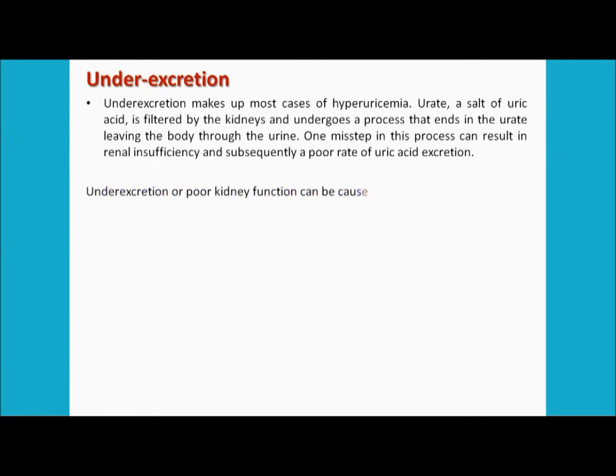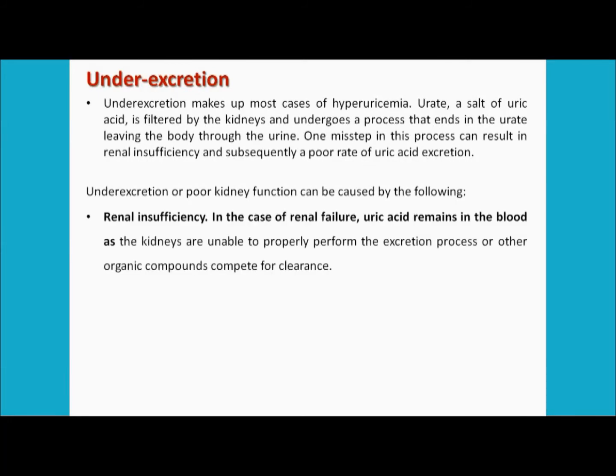So under-excretion, or poor kidney function, can be caused by the following reasons. In which conditions does under-excretion of uric acid take place? First of all, renal insufficiency, which means the kidney is not working properly. In the case of renal failure, uric acid remains in the blood, as the kidneys are unable to clear off the uric acid, and that leads to a high amount of uric acid in the blood. First condition: renal insufficiency.